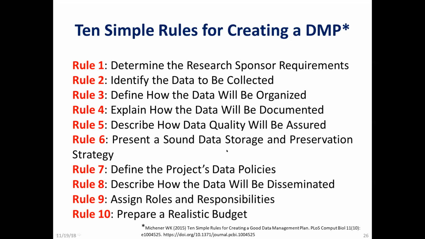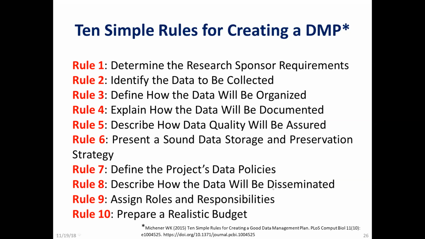You need to have a strategy for how you are going to store your data, as I mentioned, in a local server, in a high performance computer, or in the cloud. And all this needs money and costs that you need to integrate in your proposal. And then rule 7, define the project data policy. You have the policy of your own project, which is also your own institution policy or the funding agency. And then describe how the data will be disseminated after you finish.